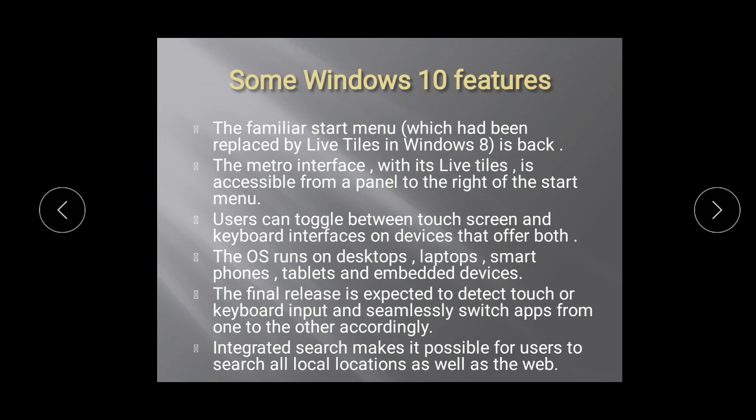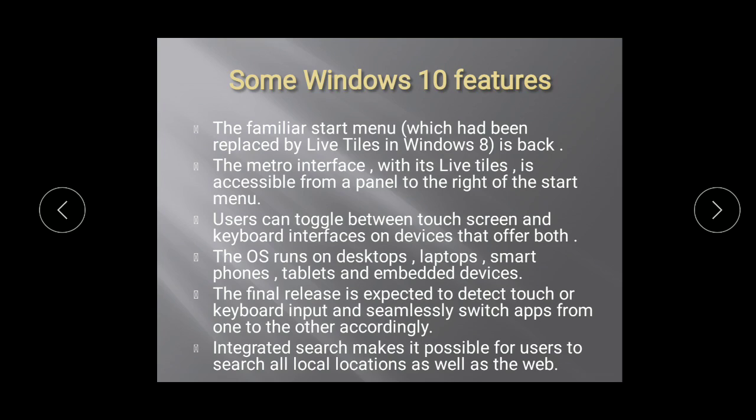Next is the familiar start menu, which had been replaced by live tiles in Windows 8, is back. Again Windows 10 has the start menu, which was discontinued in Windows 8. The Metro interface with its live tiles is accessible from a panel to the right of the start menu. So live tiles are also possible in Windows 10, with the help of the start button. If you right click on the start button with the mouse, the tiles are again viewed.